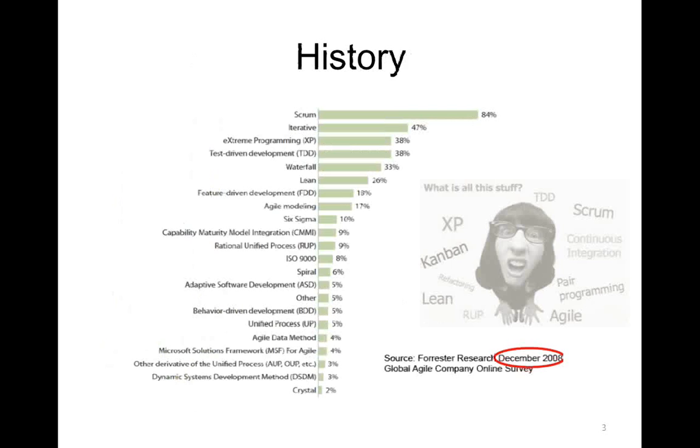So to untangle this web of problems, various methods have been tried out in the past, and in this slide I have tried to show various methods that have been used in software over a period of time. There is ISO 9000, spiral methods, CMMI, Six Sigma, Agile modeling, waterfall, lean, and Scrum. But one thing we'll note is that Scrum has been most popular of late, and this data is basically from research collected in December 2008.